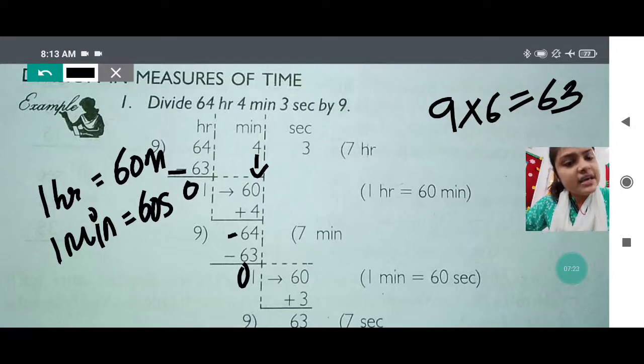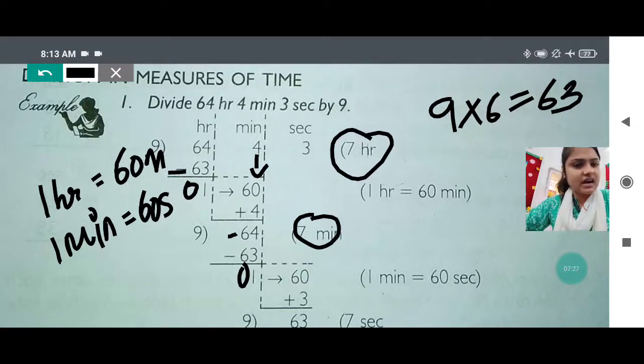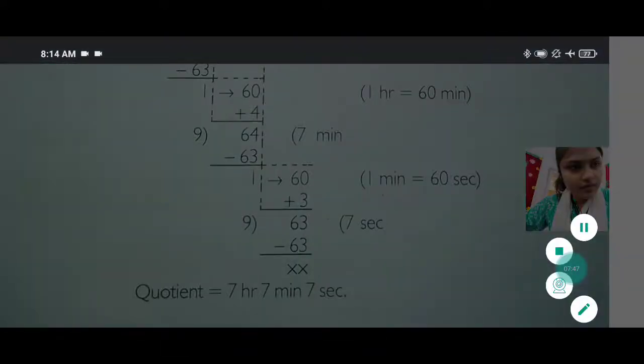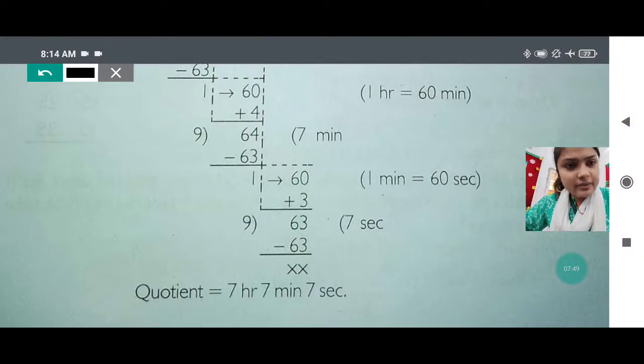And again the same process is there. We will write 7 as the quotient. We have written 7 hours and 7 minutes. Now here again you will first add 3 with the 60. The 1 minute which you have converted into seconds, in that 60 seconds you will add whatever is written in the second column. When I am adding 60 plus 3, I am getting 63.